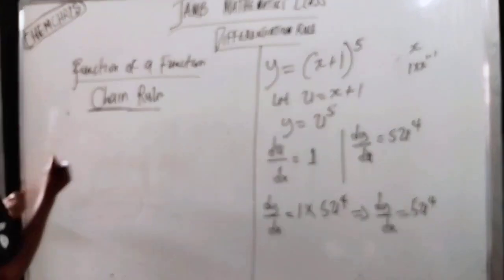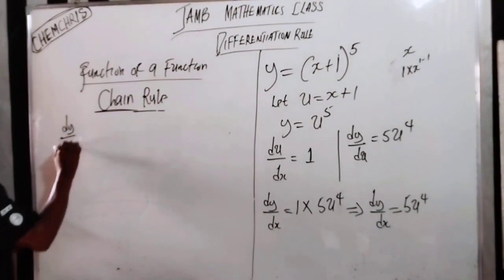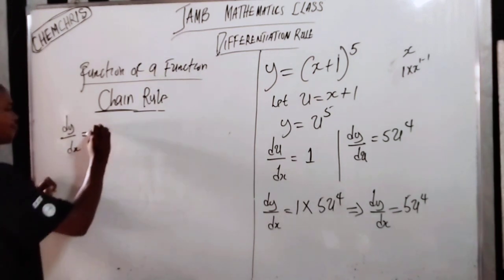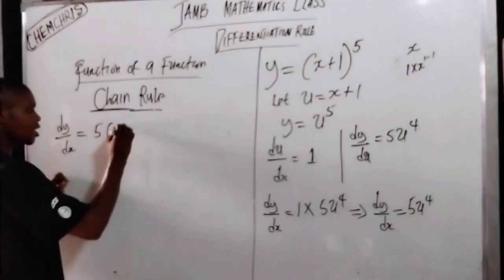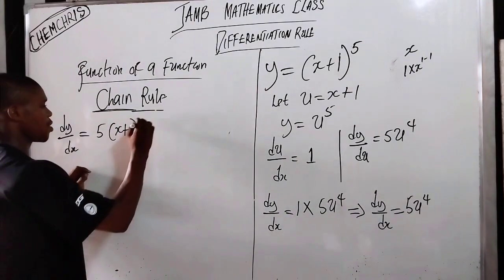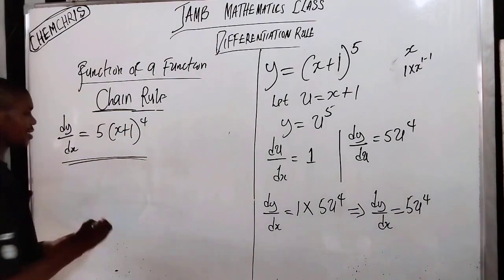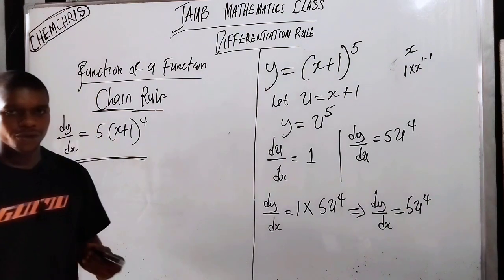So let dy over dx equal 5. My u is x plus 1, so let it be x plus 1, raised to 4. This is the answer. This is what we call the chain rule.